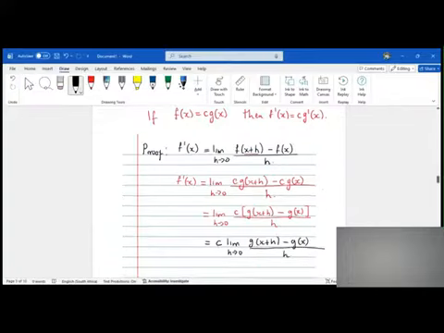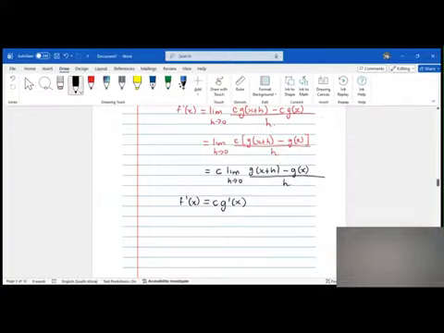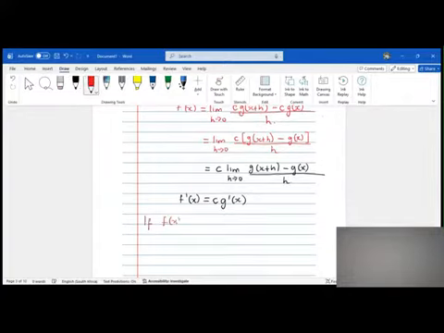So what do we notice? We notice that the constant will be multiplied by this guy here, and this guy is similar to our first principle applied on a function g. So this will just be c multiplied by the derivative of g. Okay, so we have proved that part, and that's what we wanted to prove.